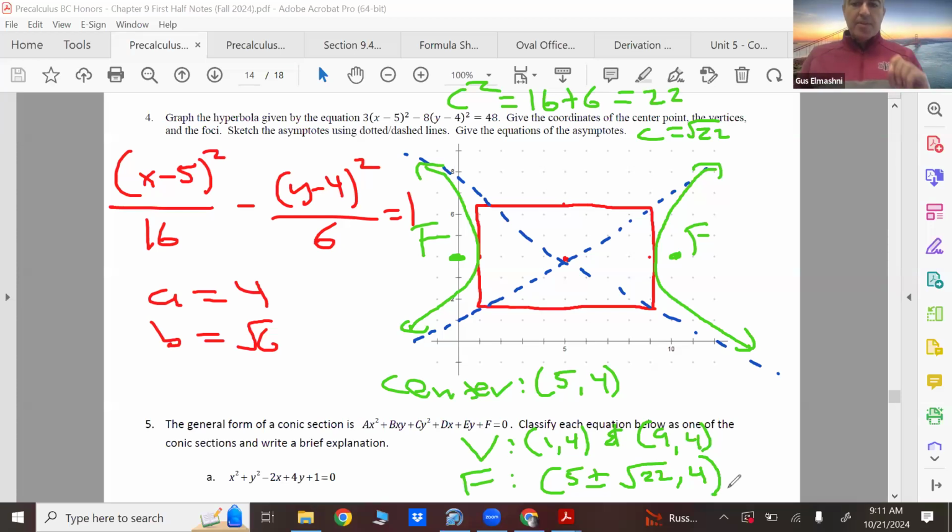Oh, I didn't say the asymptotes. Let me do that as well. Let me know if I made a mistake. I can make mistakes here. C squared equals A squared plus B squared. So C squared should be 22. C should be root 22.